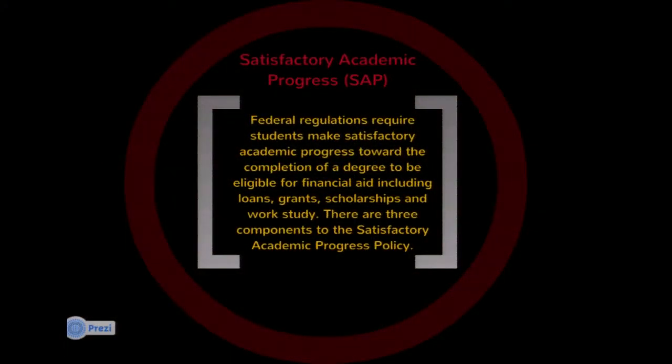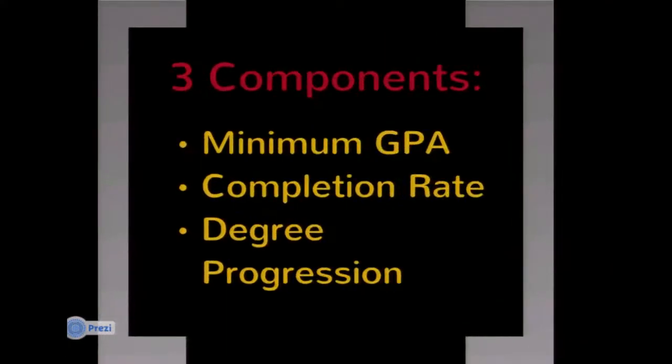So we are going to move on to satisfactory academic progress, because I know a lot of you have been getting some of the appeal forms and audit forms. So I wanted to talk a little bit about SAP. Federal regulations require that students make satisfactory academic progress towards the completion of the degree to be eligible for financial aid. So that means loans, grants, scholarships, work study. And there are 3 different components to the SAP policy: minimum GPA, completion rate, and degree progression.